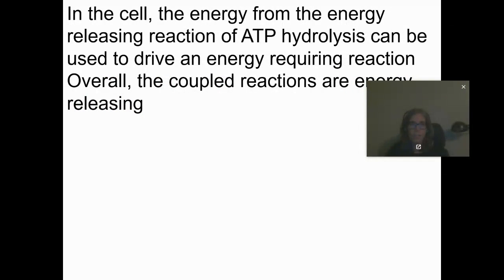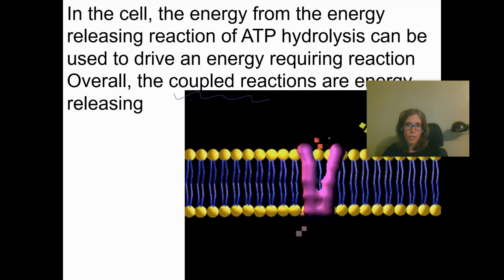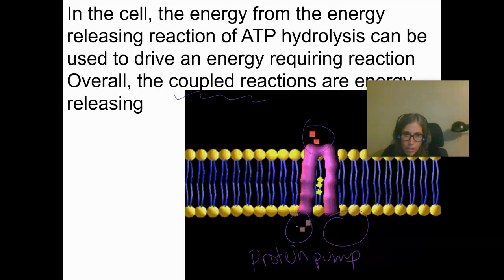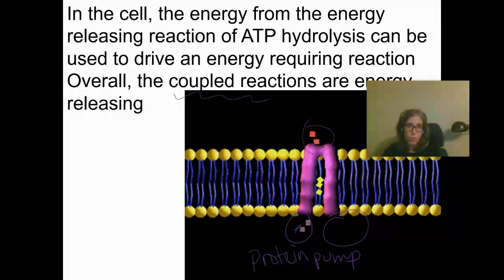Okay, so in a cell, the energy from the energy releasing reaction of ATP hydrolysis can be used to drive any energy requiring reaction in the body overall. And this is called energy coupling. So for example, let's say you're moving sodium in one direction and you're moving potassium in another direction. That is active transport. Remember, this is a protein pump, which requires ATP. Your ATP is the red dot right here that's coming over. And what it does is it phosphorylates the protein pump here.